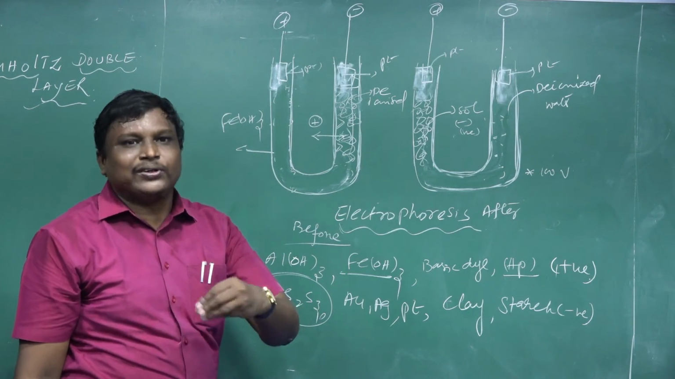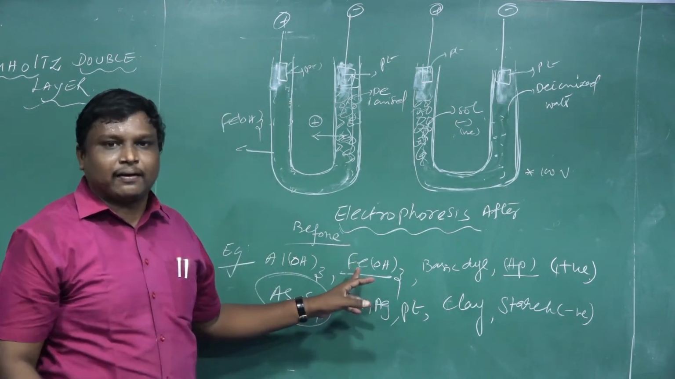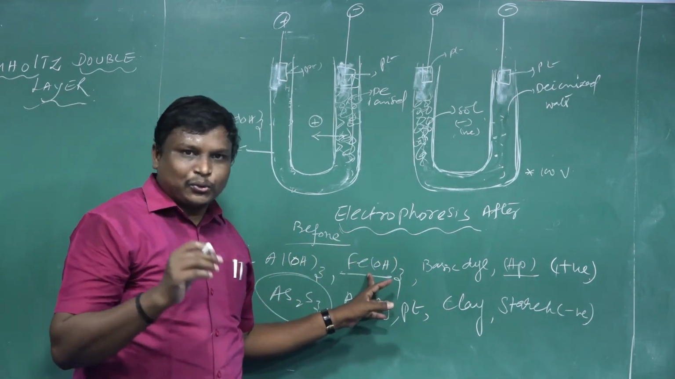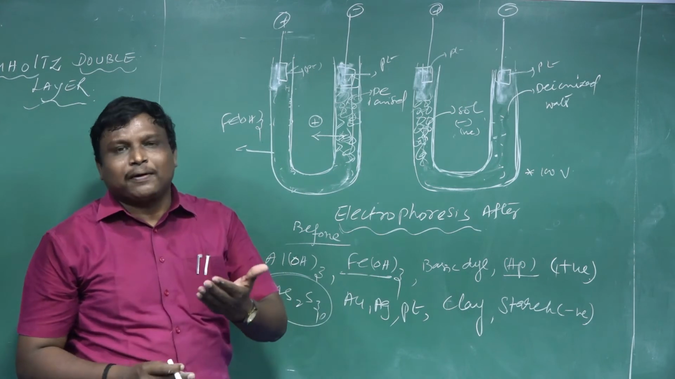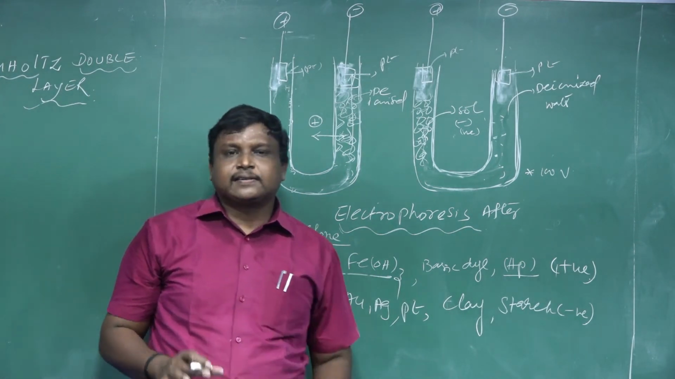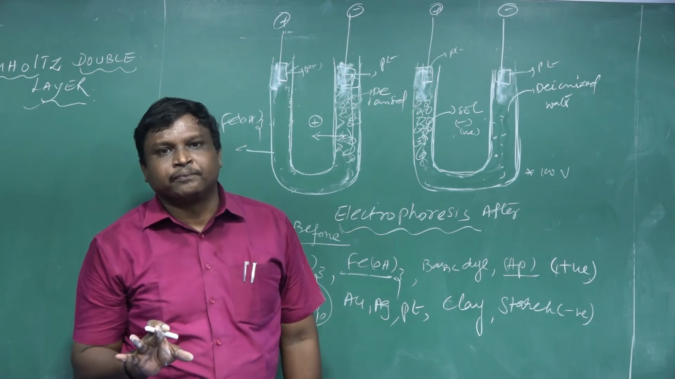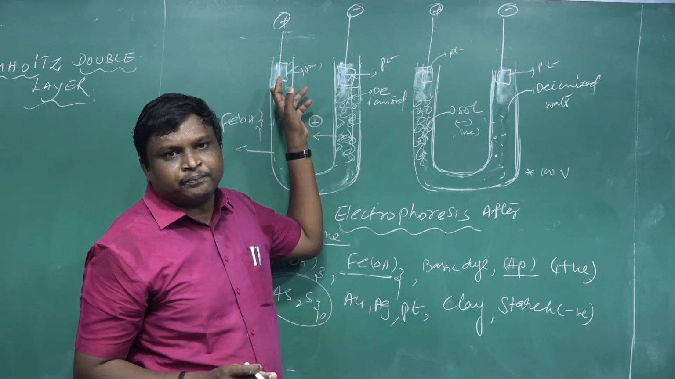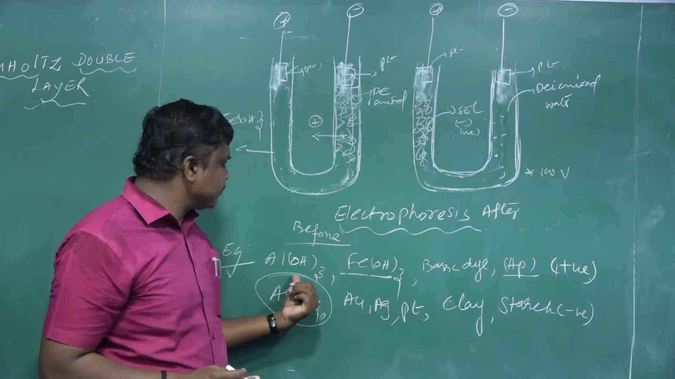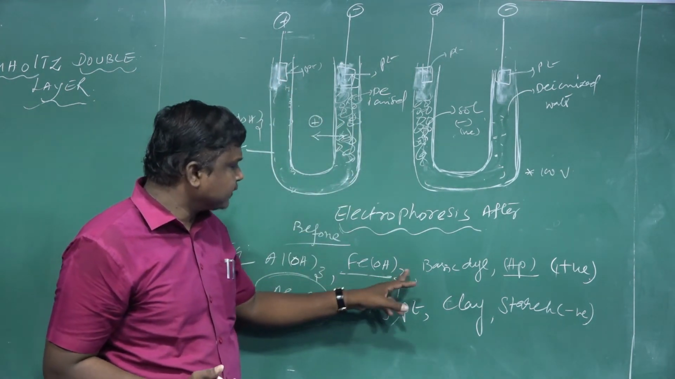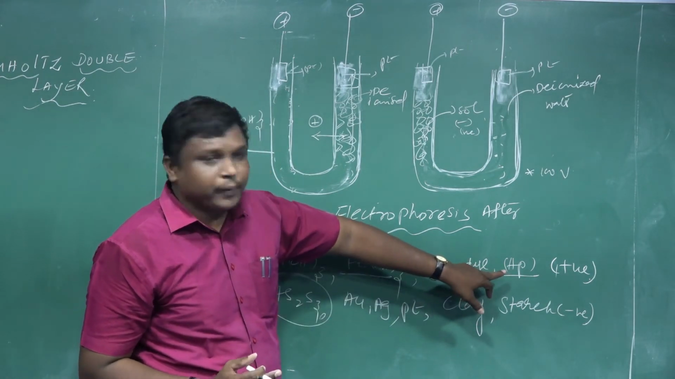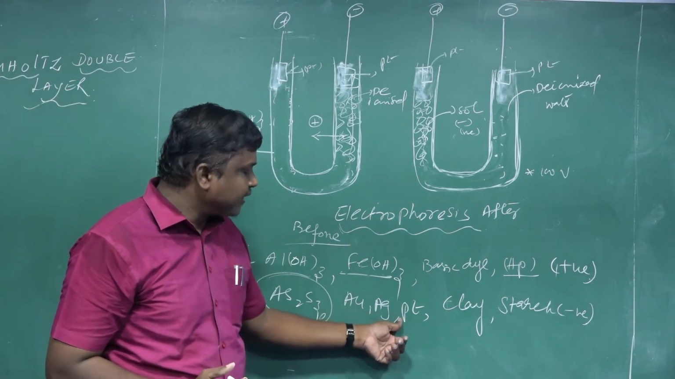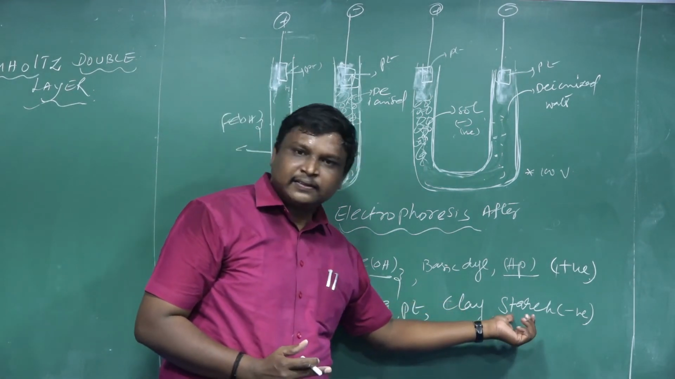It is only to identify, to detect the charge of the salt particle, not the medium, whether it is positive or negative, by using the platinum electrode. For example, positive salts: aluminum hydroxide, ferric hydroxide, basic dye, hemoglobin. Negative salts: arsenic sulfide, gold, silver, platinum, clay and starch.